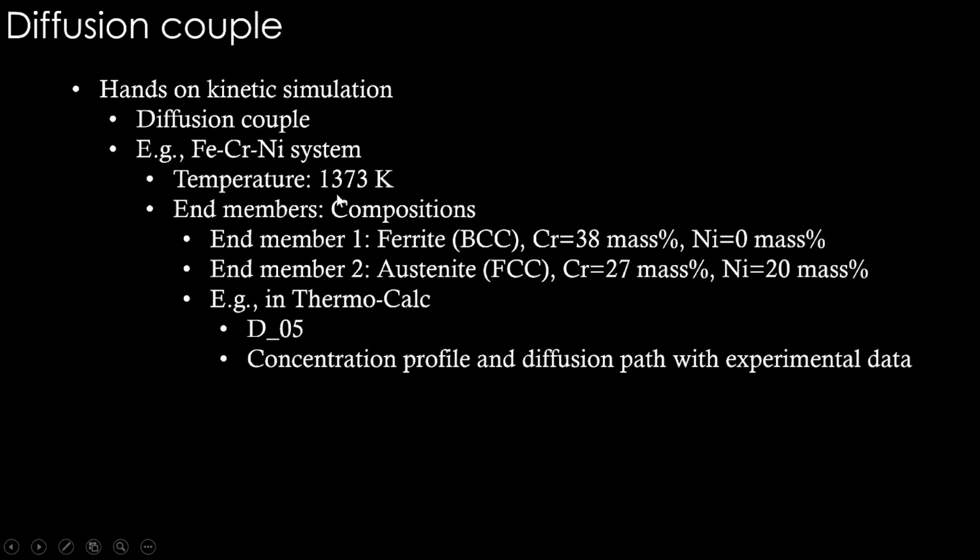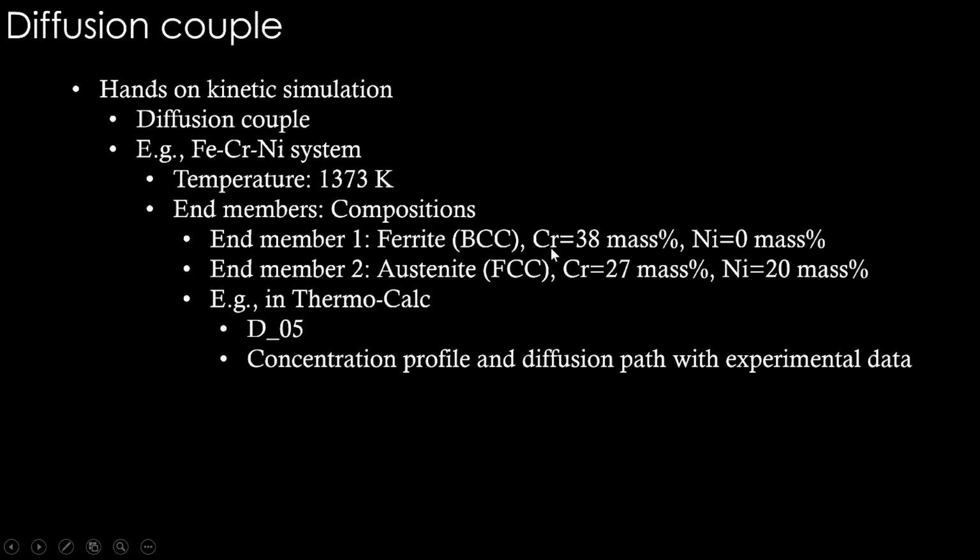This is going to be our example. FeCrNi system at 1373 Kelvin and a couple of end members. The compositions are given here: ferrite with BCC, chromium 38 mass percent, nickel 0 mass percent. The second end member is austenite, chromium 27 mass percent, nickel 20 mass percent. Okay, two end members are chosen.